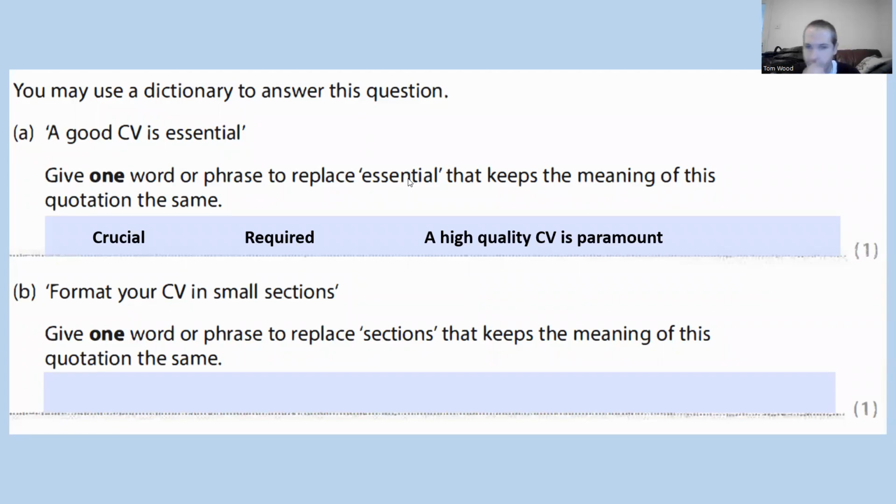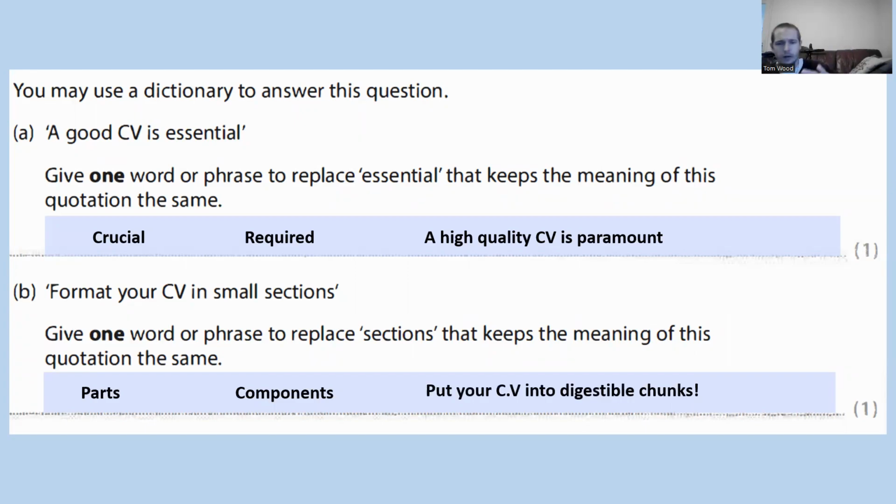So format your CV into small sections. You could have parts, which is what Monica's gone with there, and that's what I've gone with as well. For the first one, components could work as well. Put your CV into digestible chunks. So that's an idea there, Monica, where I've converted it into a more informal kind of language there. But piece, your idea there of segments would also work. That would be absolutely fine.